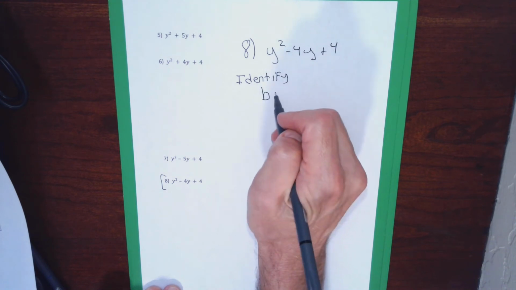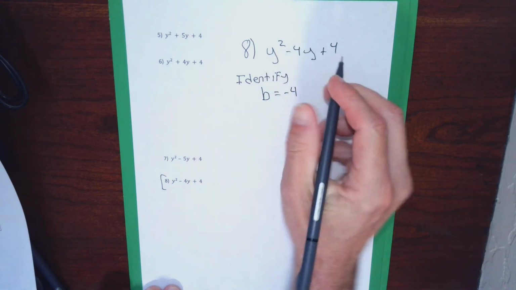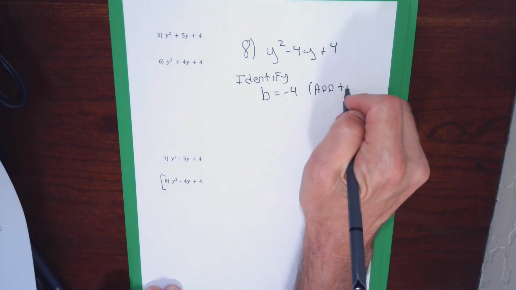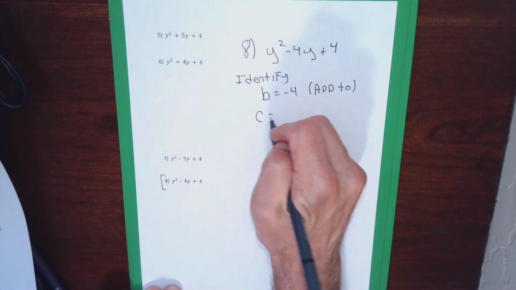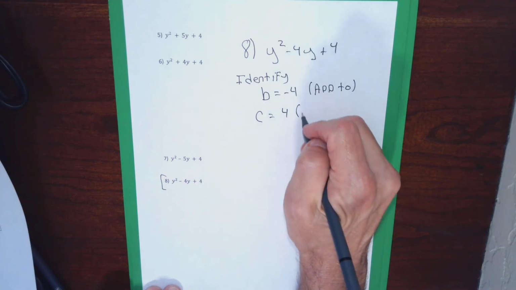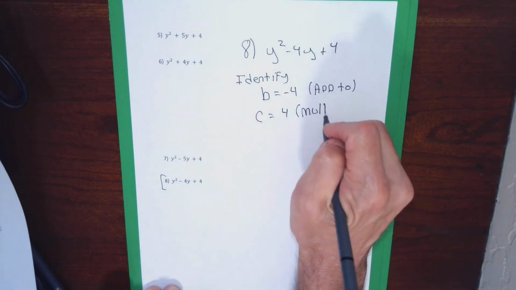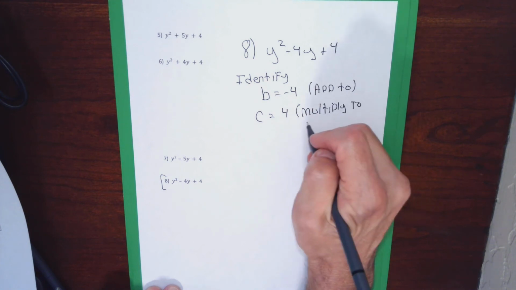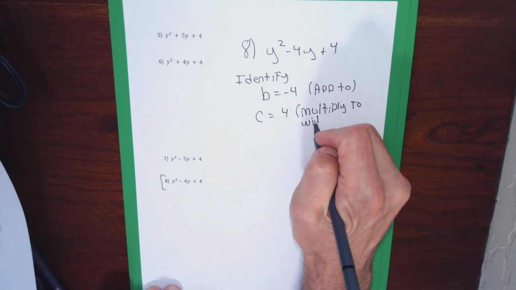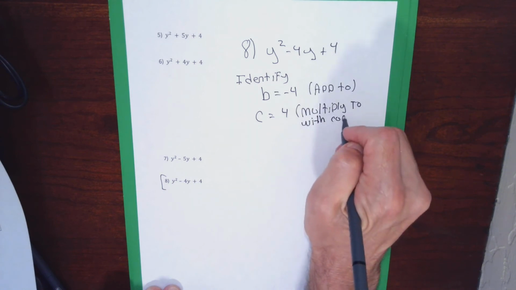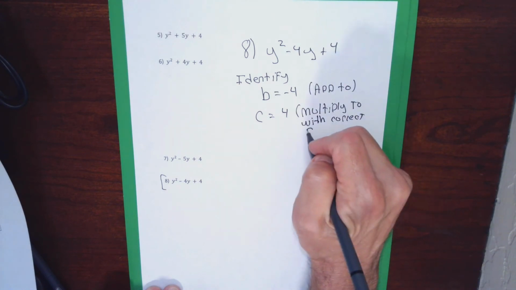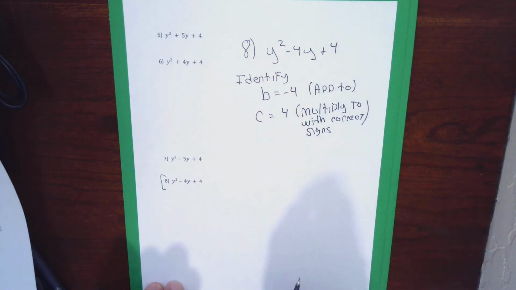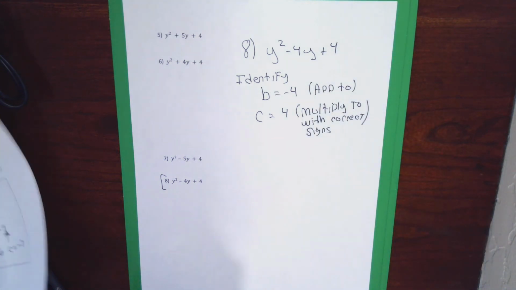The b is the number in front of the first power term. This is the number that I need to add to. The c is the constant. This is the number I need to multiply to with the correct signs. So the very first step is to work with the c and work with my template.